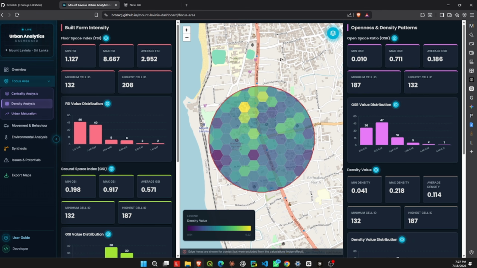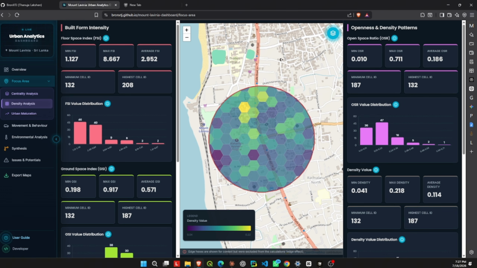FSI, or floor space index, shows how much total floor area exists compared to the plot area. In simple terms, it shows how tall and intense the development is. GSI, the ground space index, shows how much of the ground is covered by buildings, how spread out or packed buildings are on the surface.